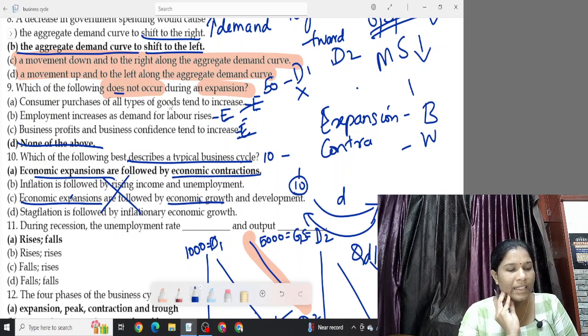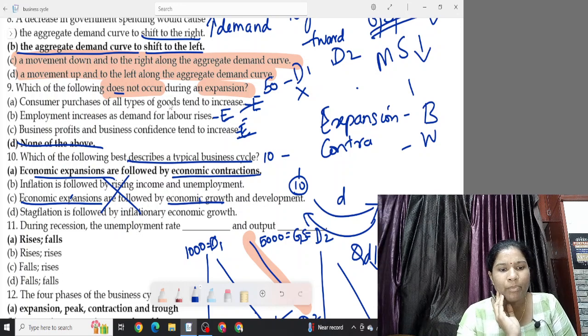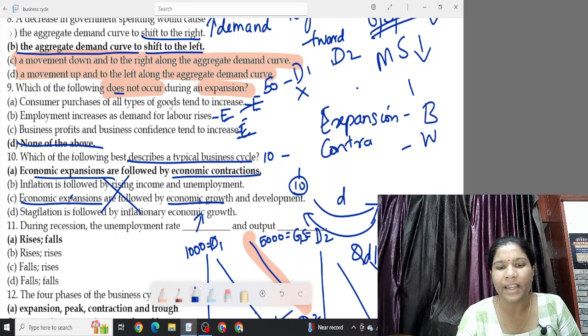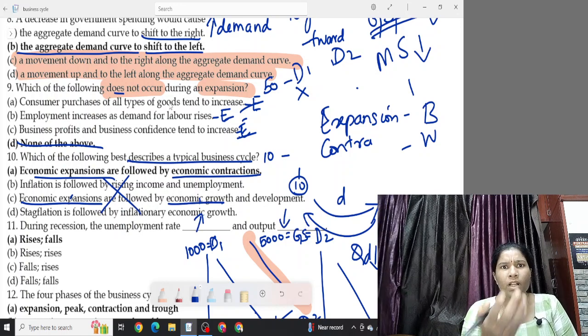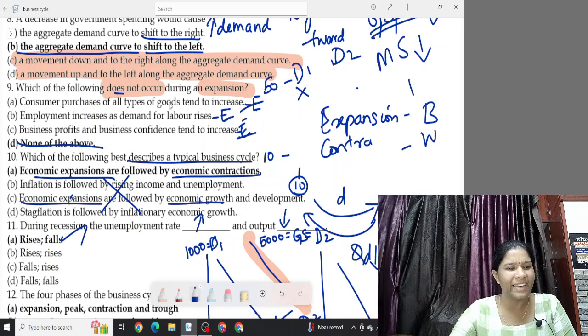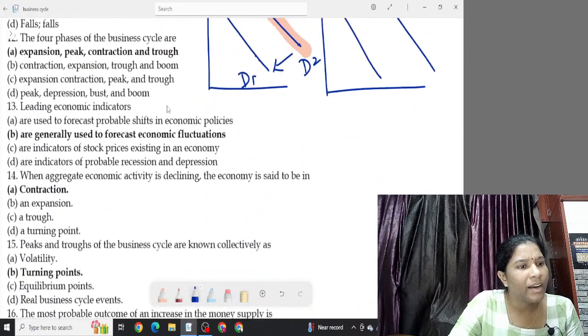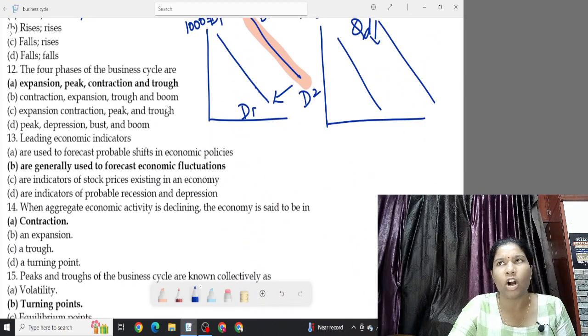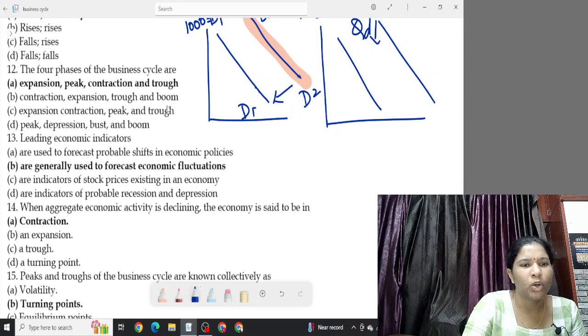Okay. And then during recession, unemployment rate dash and output dash. Unemployment rate goes high and output falls during recession. Yes, rises and falls. You need not see anything else because you know pretty well. Right. Next one. The 4 phases of business cycle are expansion, peak, contraction, trough. That's all. Don't see anything else.